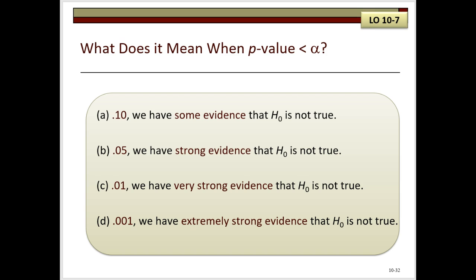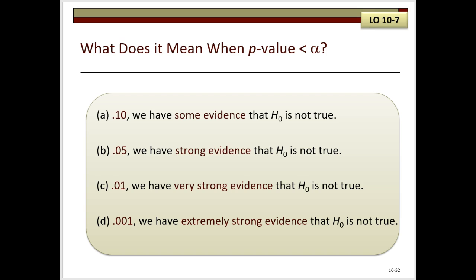So what does it mean when the p-value is less than alpha? In particular, what does it mean when the p-value is less than a large alpha such as 0.10 or a smaller alpha such as 0.05 or 0.01 or 0.001? The magnitude of the p-value is an inverse indication of the strength of the evidence the sample represents in rejecting the null hypothesis. Simply put, the smaller the p-value, or the closer it is to 0, the stronger the sample represents as evidence in rejecting the null hypothesis.